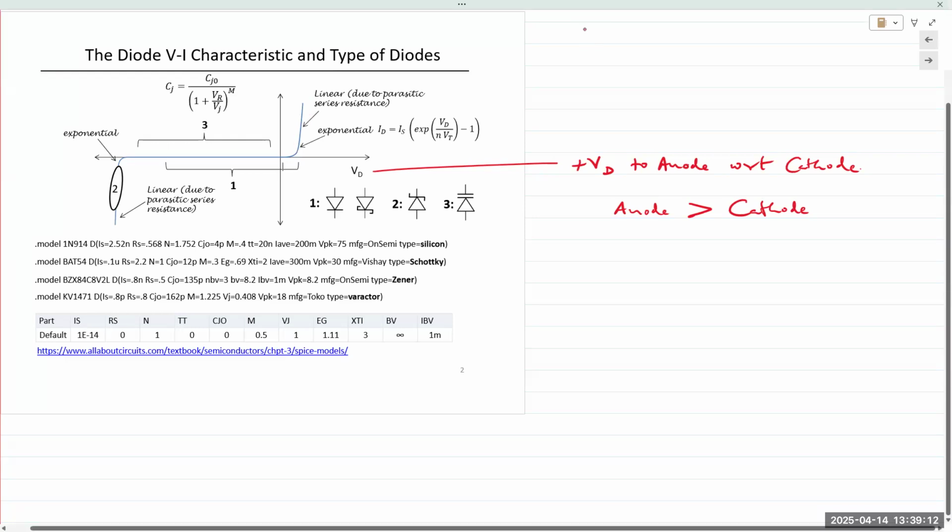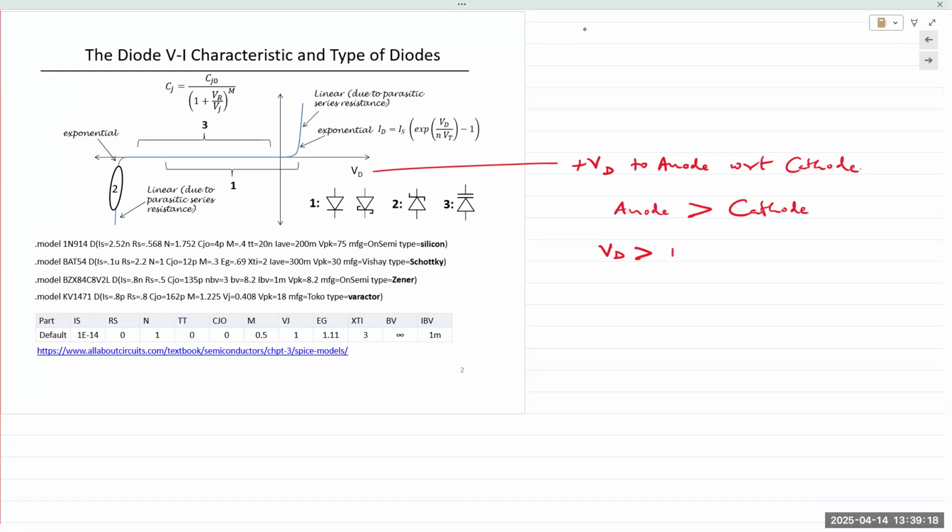So the voltage that is applied to the diode must be greater than the diode built-in potential VBI. Okay, VBI, the built-in junction potential. For silicon, that junction potential is 0.6 to 0.7 volts. For germanium, it's 0.2 to 0.3 volts. Schottky diodes, like the ones we use in the lab, are approximately 0.2 to 0.3 volts.